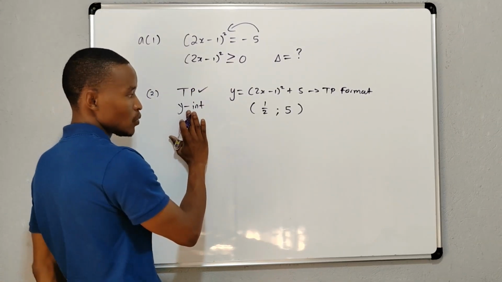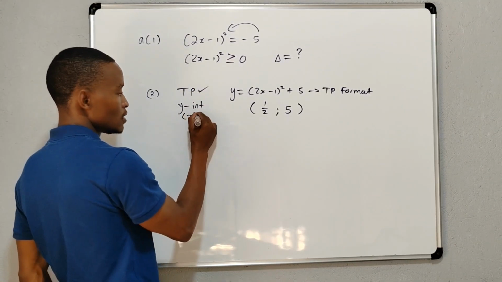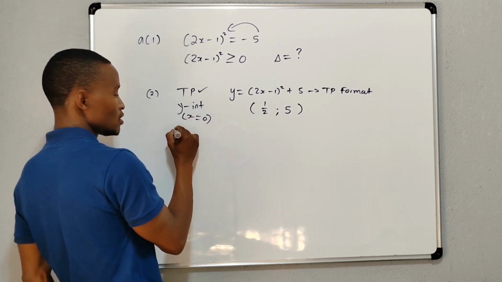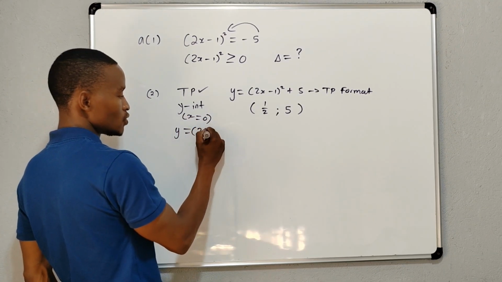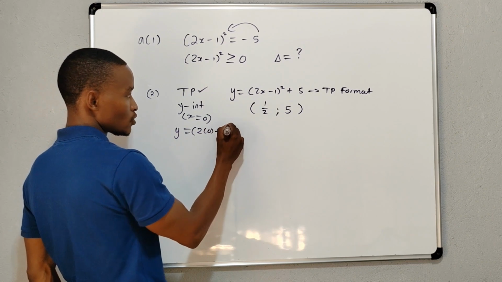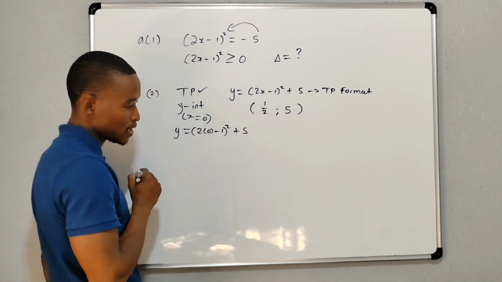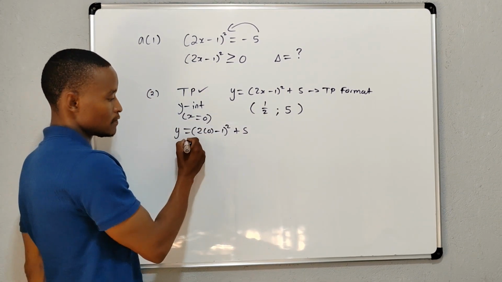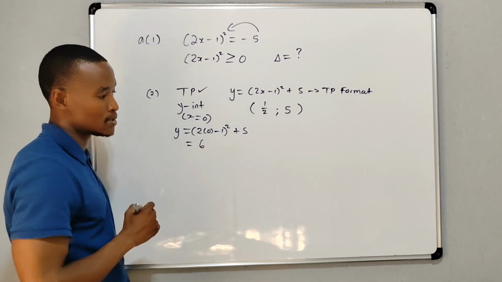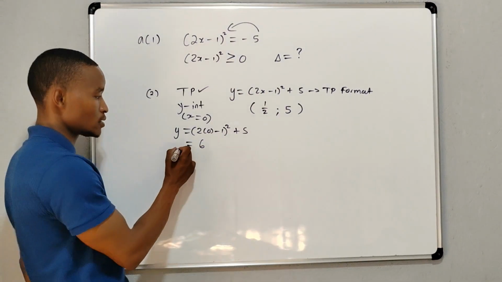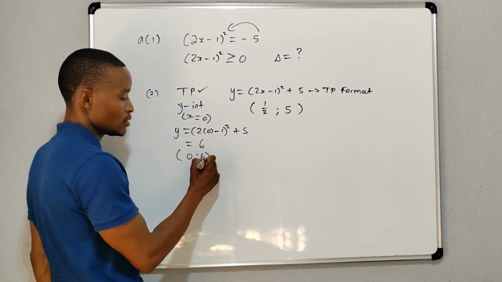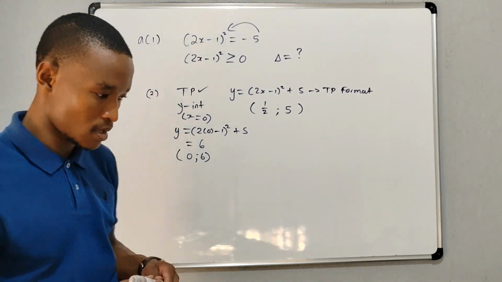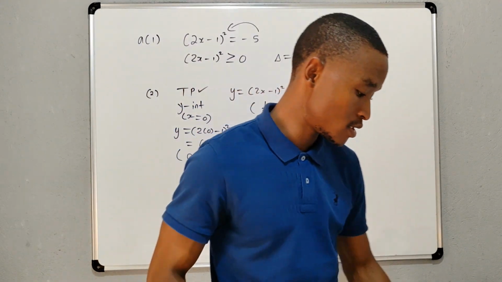What else do we need? The y-intercept. What is happening here? X equal to 0. So the y-intercept will be 2 times 0 minus 1 all squared plus 5. What does that give us? It gives us 6. Okay, y-intercept is (0, 6). Okay, are we ready to sketch?